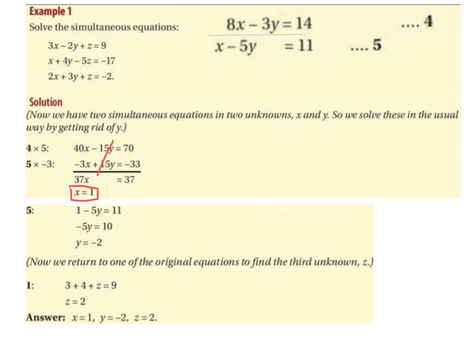So then we're going to take one of our equations. I'm going to take equation 5, which is x minus 5y is equal to 11, and we're going to swap the x for 1 because we have x is equal to 1. So we get 1 minus 5y is equal to 11. So bring the 1 over the other side, it becomes minus 1. 11 minus 1 is 10. So we get minus 5y equals 10. And 10 divided by minus 5 is minus 2. So y is equal to minus 2.